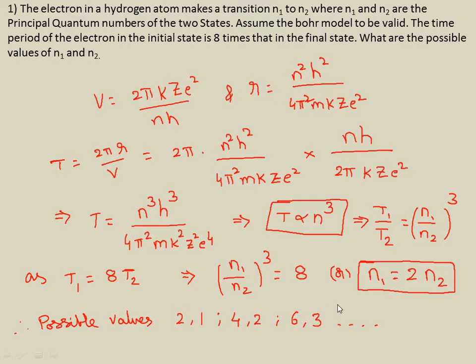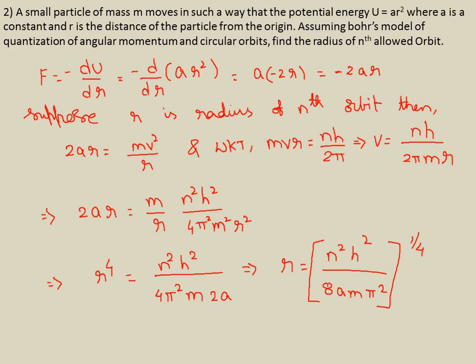Are we clear with this? It's continuous. The relation was n1 equal to 2n2, or if you want the ratio, n1 by n2 equal to 2 is to 1. Are we clear with this? Okay. Let's look at the second one.